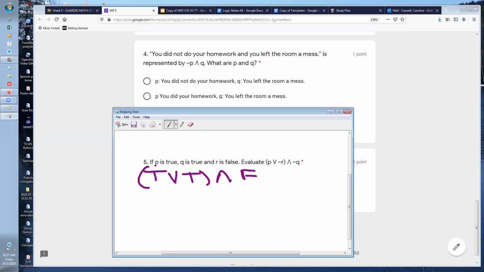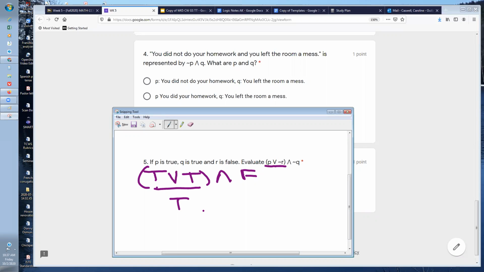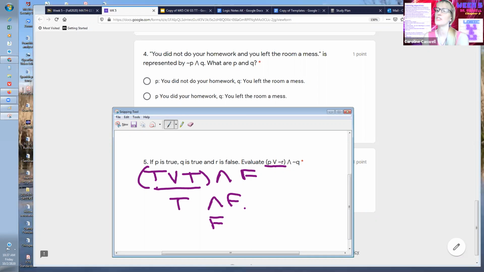So P is true. Not R, so R is false, so not R is true. Good. So it's either true or true, which is true. Beautiful. And then and not Q. Q is true, so not Q is false. And that makes it true and false, which makes it false because it needs to have two trues if it's an and. Excellent explanation. Does anybody have a question for Laura? She did a really good job explaining that. How'd you do? All right, you ready to answer that?